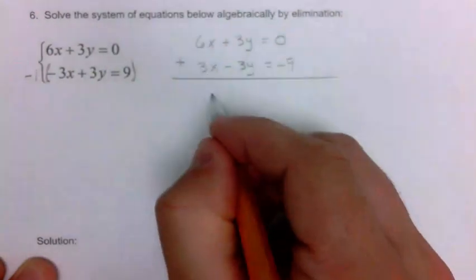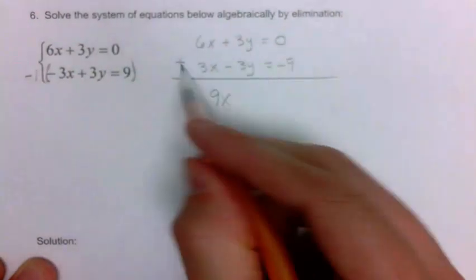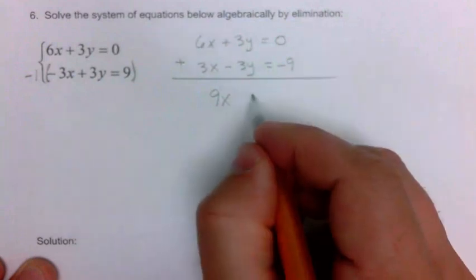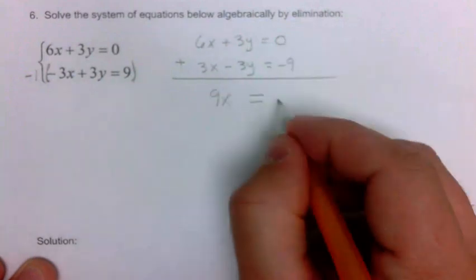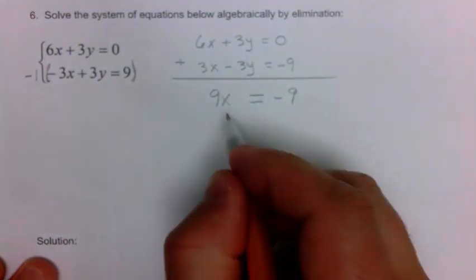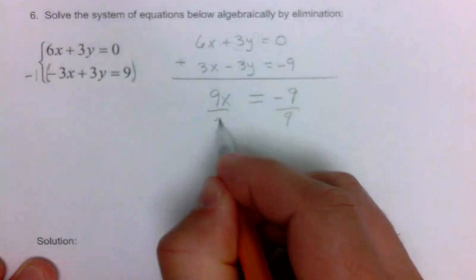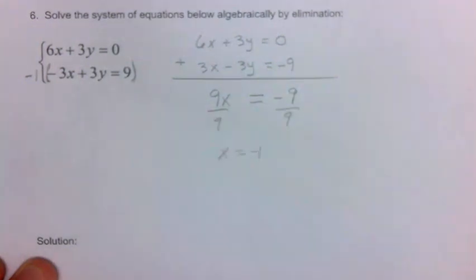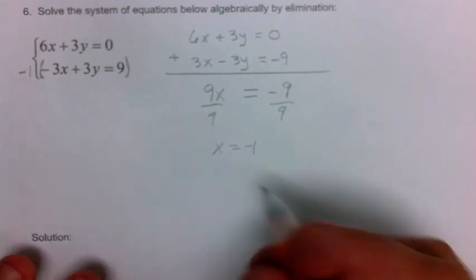6x plus 3x is 9x. 3y and negative 3y was the 0 that we eliminated, and 0 plus negative 9 is negative 9. Now to figure out what x is, just divide each side by 9. If we do that, then x is negative 1. Let's figure out what the y is by using the equations in the system.